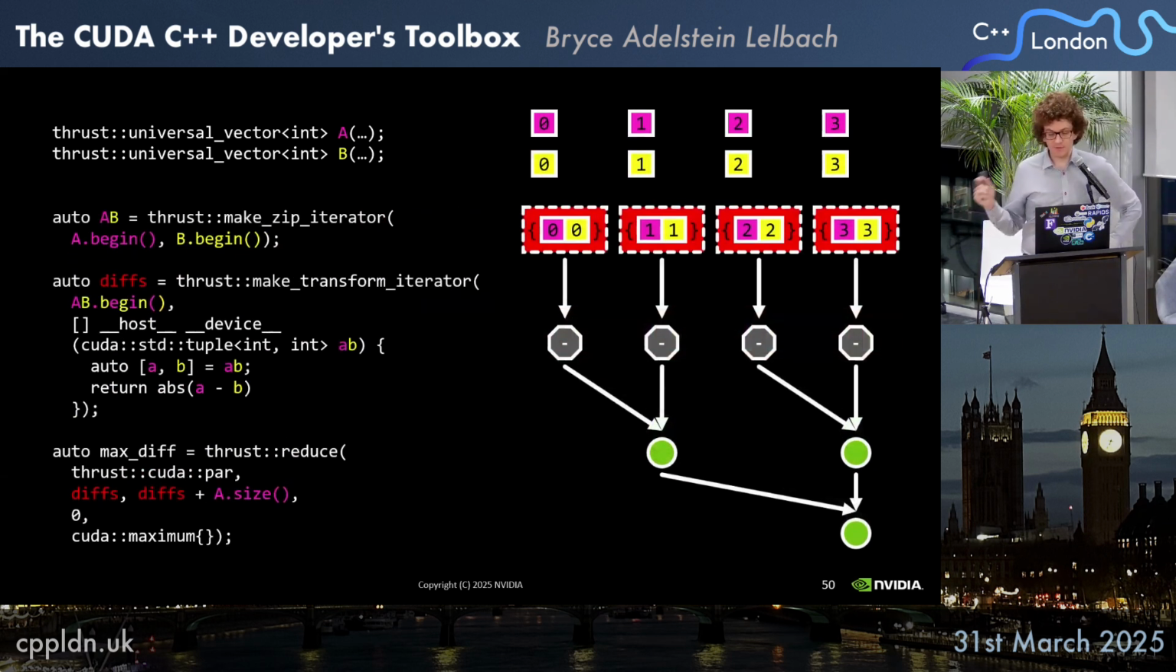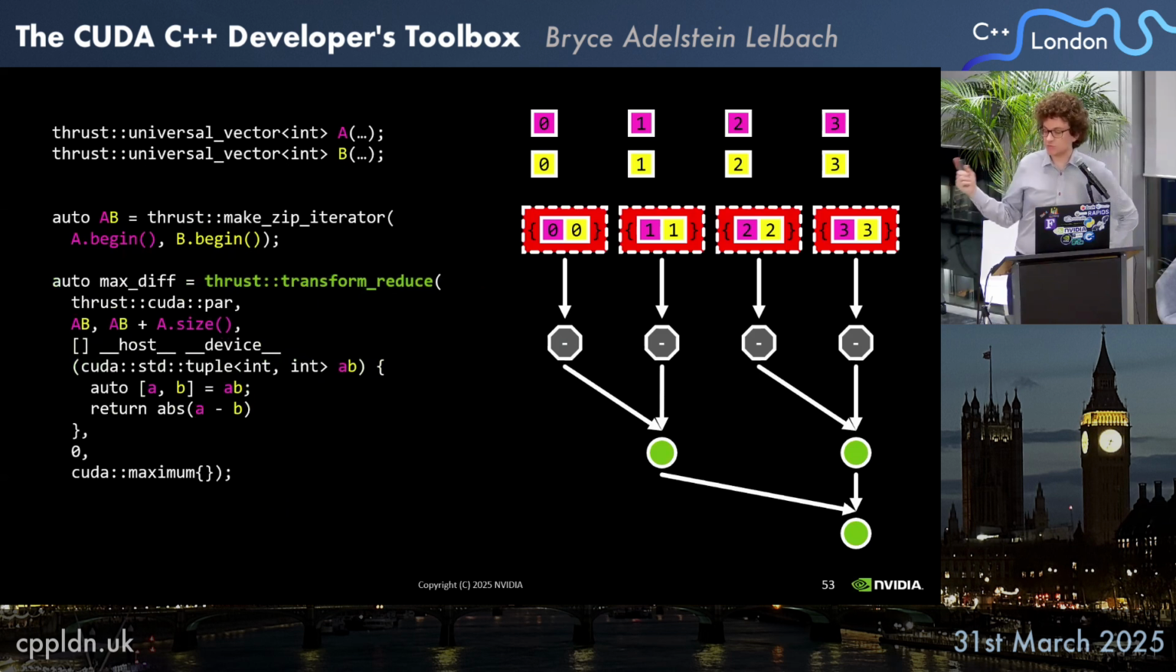Now we can improve this by replacing the transform with a zip iterator and a transform iterator. The zip iterator produces 2-element tuples of each corresponding element of a and b. And then the transform iterator takes that zip iterator and applies a lambda function to it that unpacks the tuple and computes the difference between the two values.